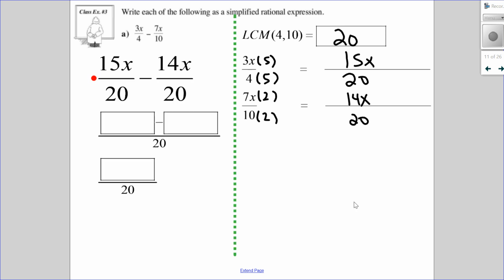So I'm going to now subtract them. Now that the denominator is the same, keep the denominator, subtract the numerators, and if I have 15 x's and I take away 14 of them, I'm just left with 1 x out of 20.